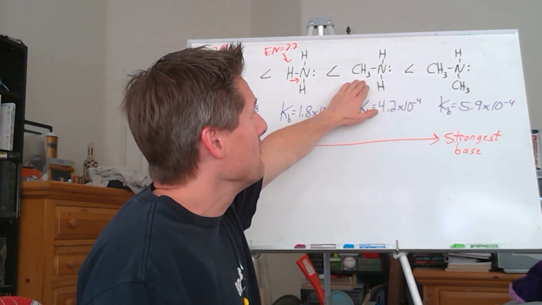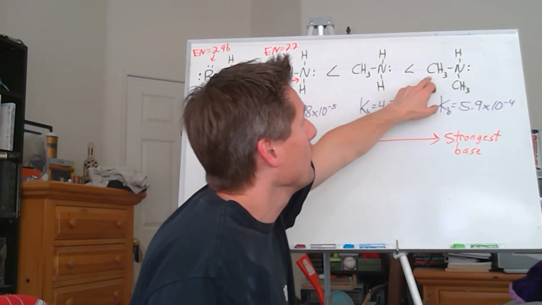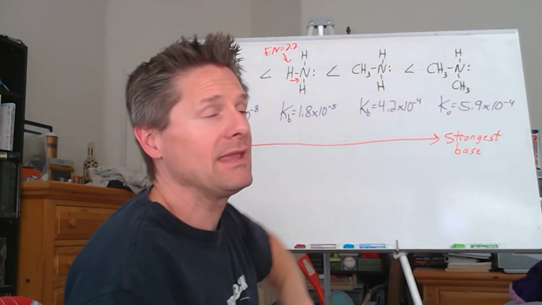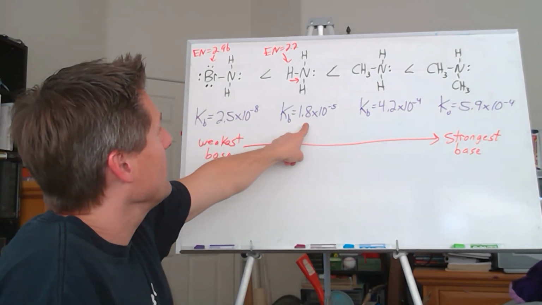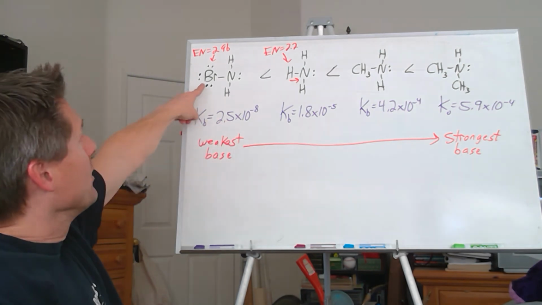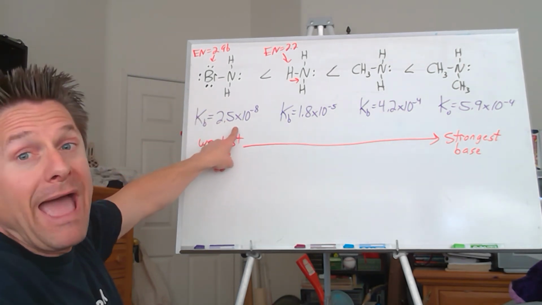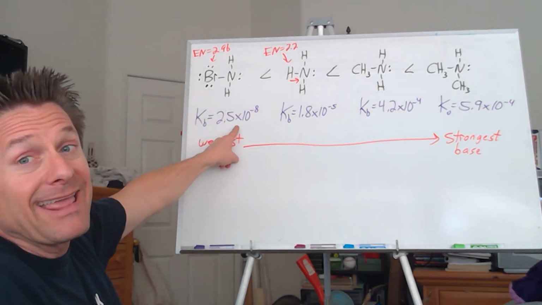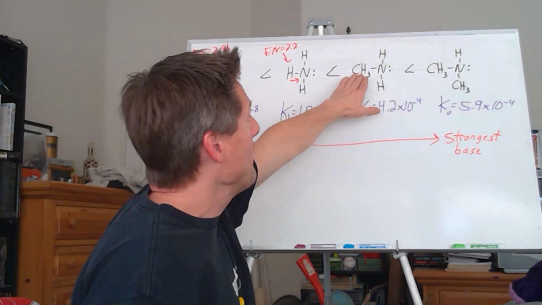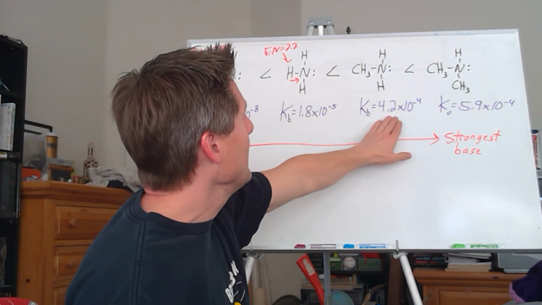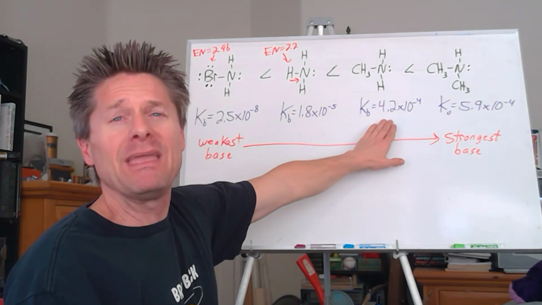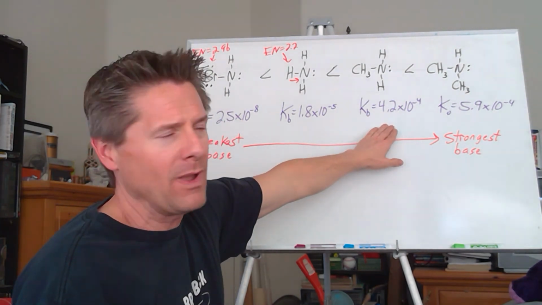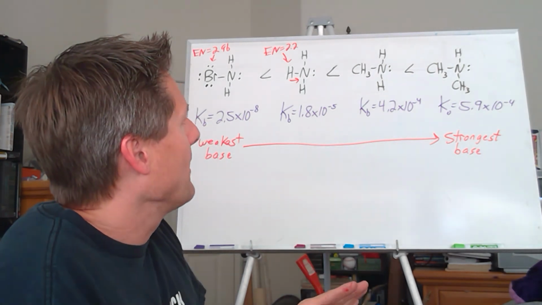Like here we have a methylamine, a methyl group. Here we have 2 methyl groups, dimethylamine. And you can see the Kb for ammonia is 1.8 times 10⁻⁵. When you put the bromine on it, it drops dramatically to 2.5 times 10⁻⁸. That's much weaker. When you put the methyl group instead of a hydrogen, it gets 4.2 times 10⁻⁴. So it's a higher Kb. It's a stronger base, still pretty wimpy, but not by a whole lot.